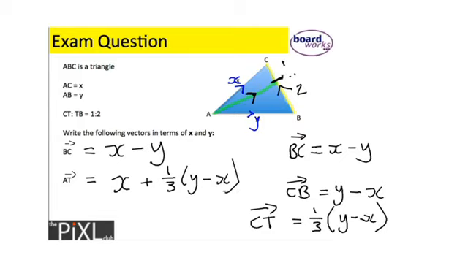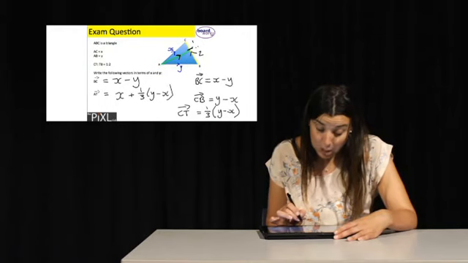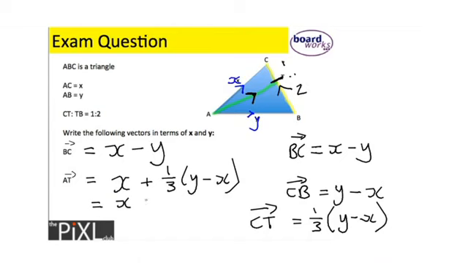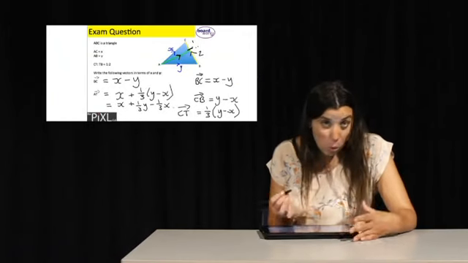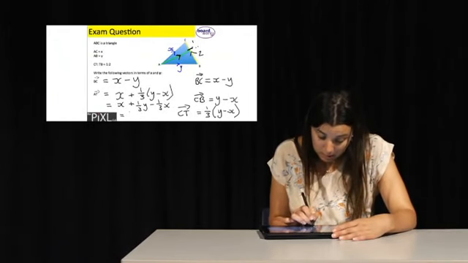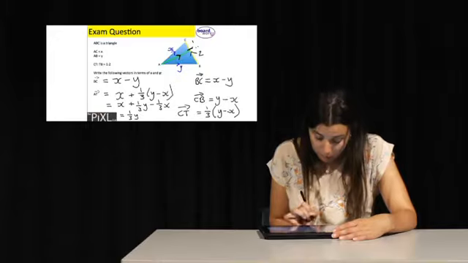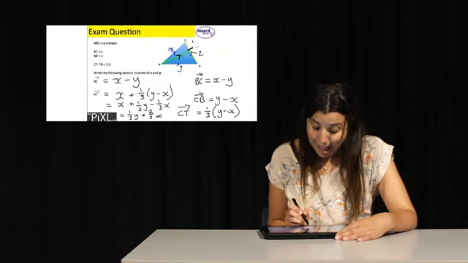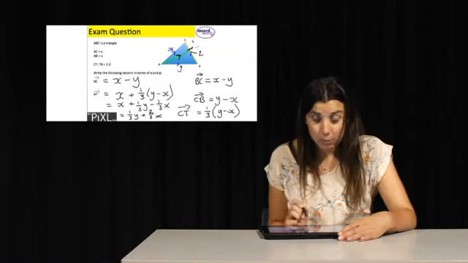bracket Y take away X. Again, if you multiply out your bracket, you'll then have a term with X in, which you can simplify with the other X. So you have X plus 1/3 Y, take away 1/3 X. The Y, there's only one Y value, so that stays the same. That's 1/3 Y. We have a whole X, and we're subtracting 1/3 X. So we're left with 2/3 X. So our vector, AT, is 1/3 Y, add 2/3 X.